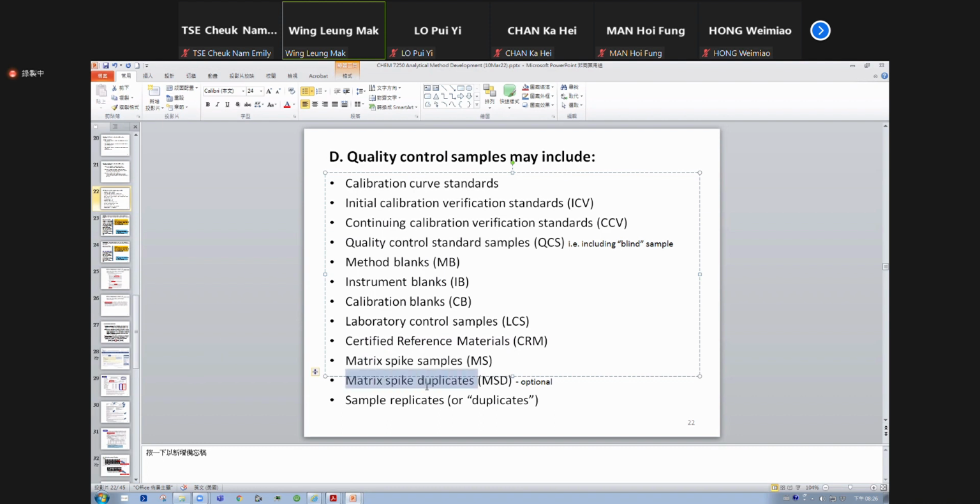Matrix spike duplicates, you repeat the matrix spike samples 2 times. Sample replicates for the duplicates, you check the precision of the analytical procedure.